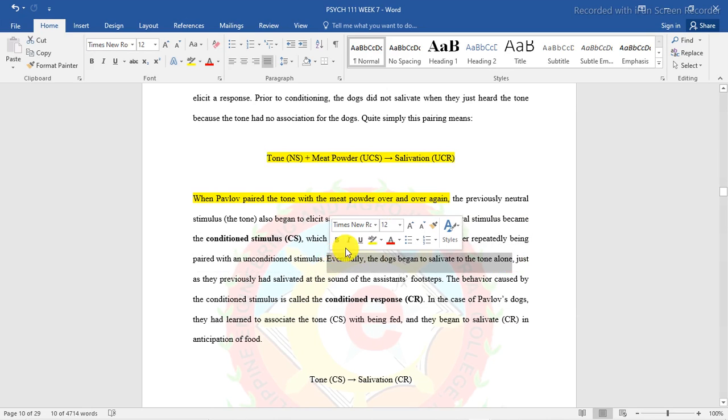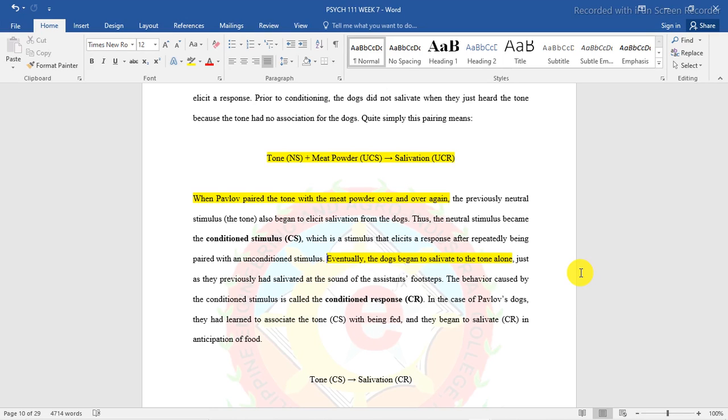Yan yung natutunan ni Pavlov. Nakakondisyon pala yung aso. Kaya ano yung mga sekreto ng mga aso na natitrain? Ito yung ginagamit talaga nila, pang-kondisyon sa mga hayop.